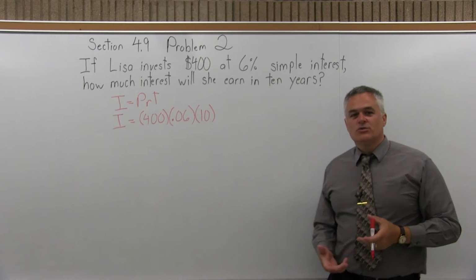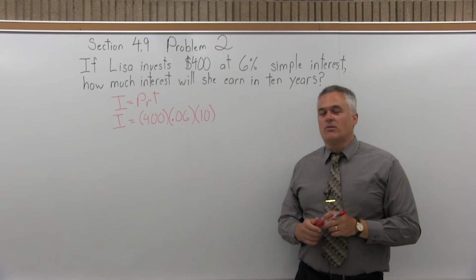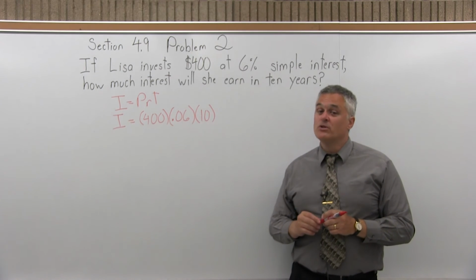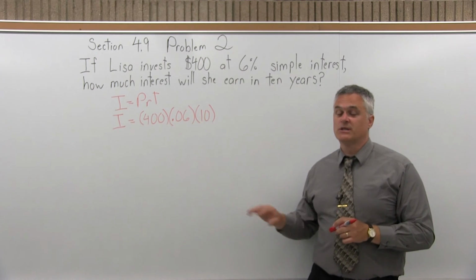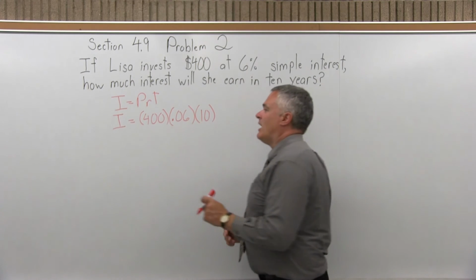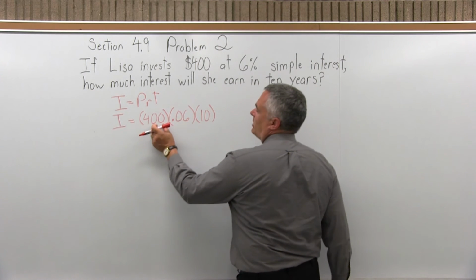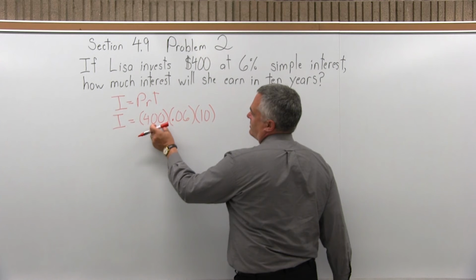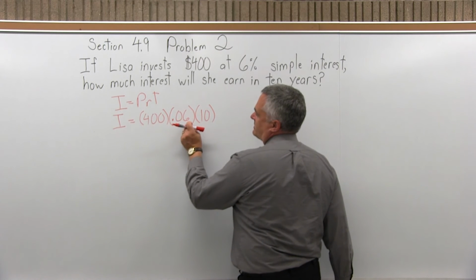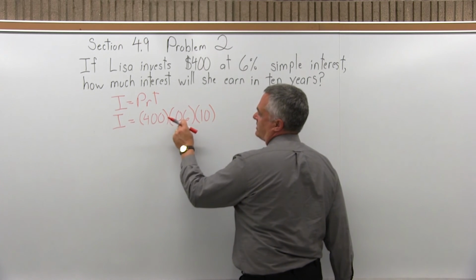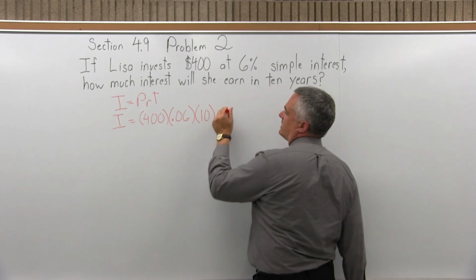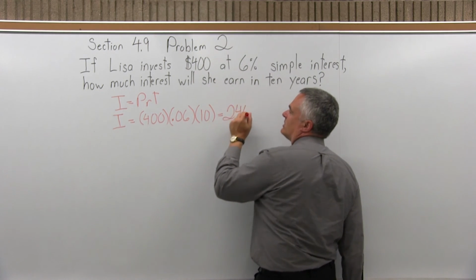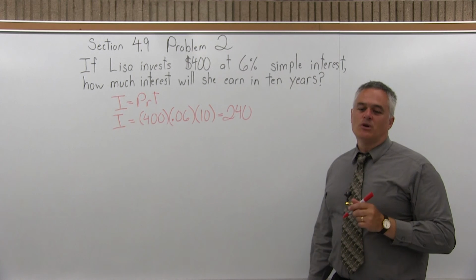Now, if your teacher will allow you to use a calculator for these problems, you can just run it through the calculator, and most teachers will for this section. Some of the ones later in the section get pretty difficult. If you do multiply it, this one I can even do without a calculator. The two zeros in the 400 will turn the 0.06 into a 6. So 4 times 6 is 24, 24 times 10 is 240. So the amount of interest earned in the 10 years is $240.